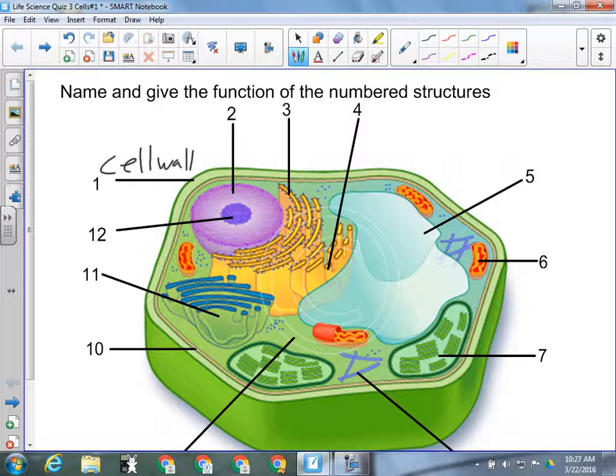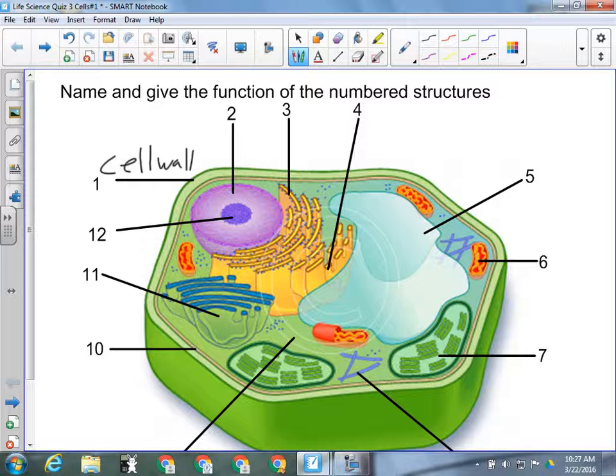Remember, it's like a house that's been framed with the boards not on the outside yet. Anything can get through it. Okay, it serves no protective function. So they got something about supporting cell shape, supporting the cell, something like that. So that's 1 mark for cell wall and 1 mark for the function.